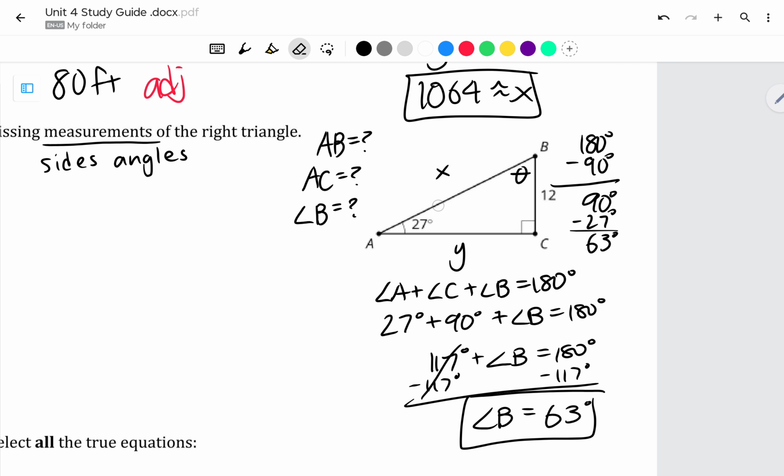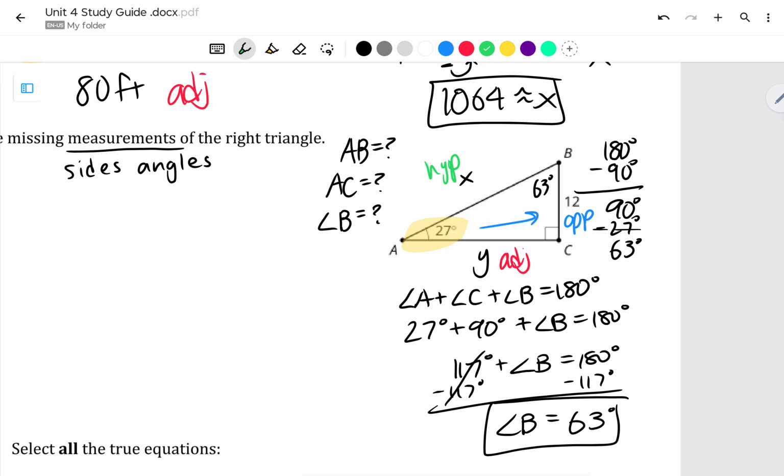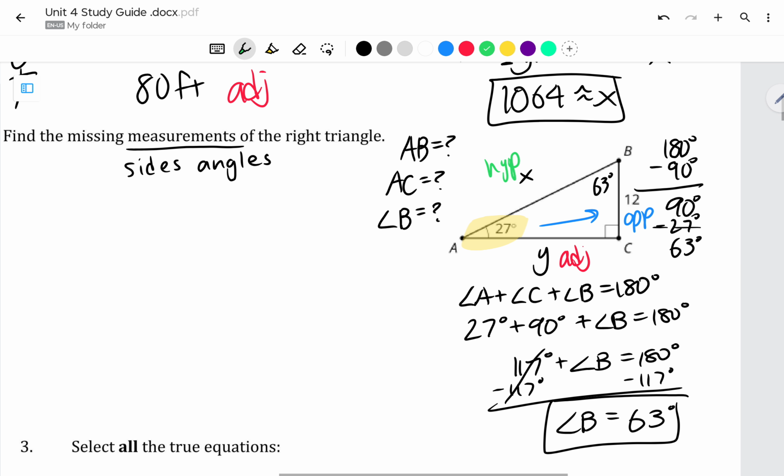What about the sides? So now we know that's 63 degrees. Just pick whichever angle you want. I was given the 27, so let's use the 27 and start labeling the sides. Opposite, adjacent, hypotenuse. Let's solve for the x first. If I'm solving for x, I don't need the y right now. I'm only going to use opposite and hypotenuse.